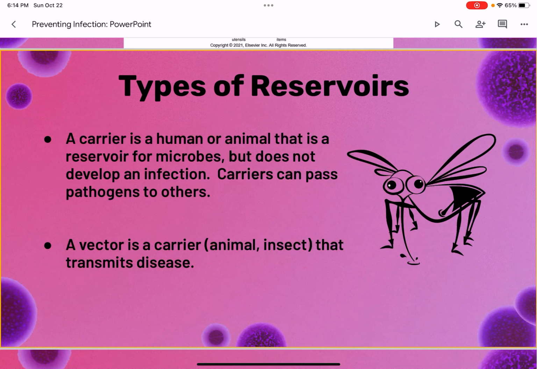A carrier is a human or animal that is a reservoir for microbes but does not develop an infection. Carriers can pass pathogens to others. A vector is a carrier that transmits disease. Common vectors are dogs, mosquitoes, ticks, and mites.